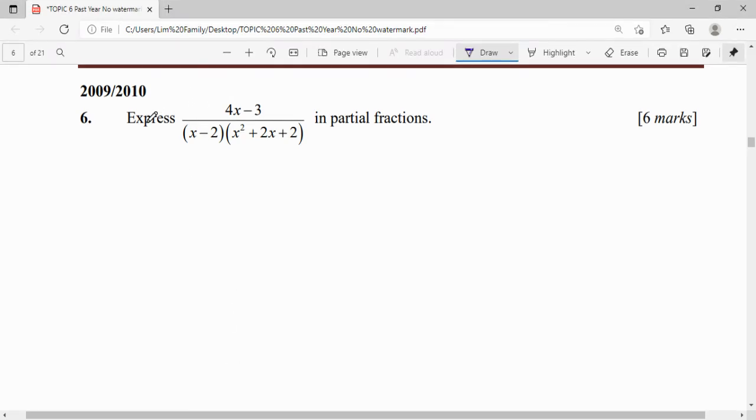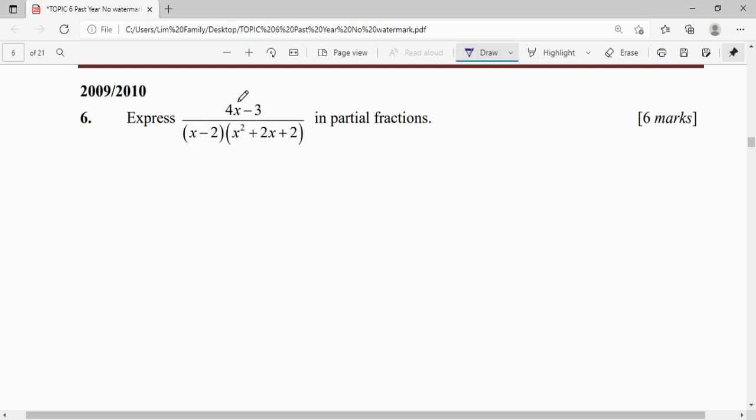So for example 6, we're going to express this fraction into partial fractions. For the first step in doing partial fractions, we have to identify whether the fraction given here is proper or improper. We can see the numerator is linear. For the denominator, when we expand x times x squared, it becomes x cubed. So the numerator's degree is smaller than the denominator's degree.